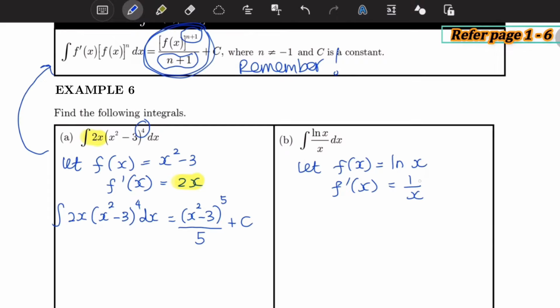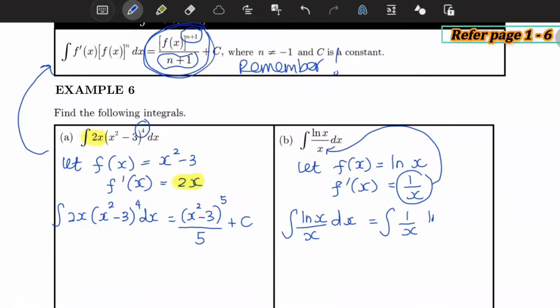Okay. So 1 over x here is the same as the remaining function, 1 over x. Therefore, integrate ln x over x dx equal to integrate 1 over x times ln x dx. Okay, this is the same as what I said earlier.